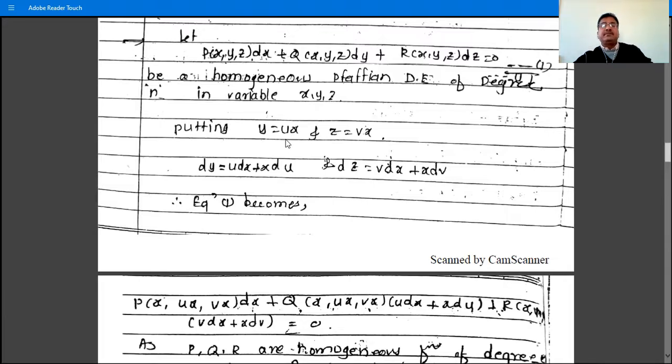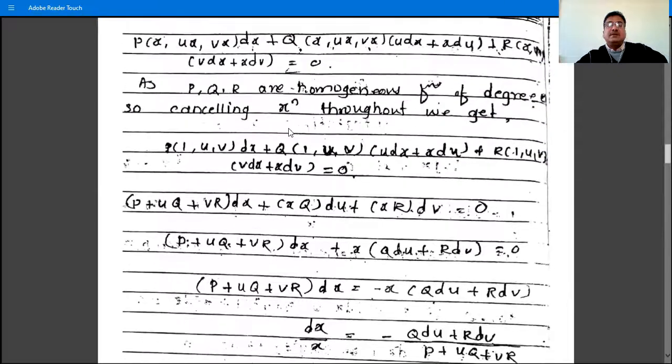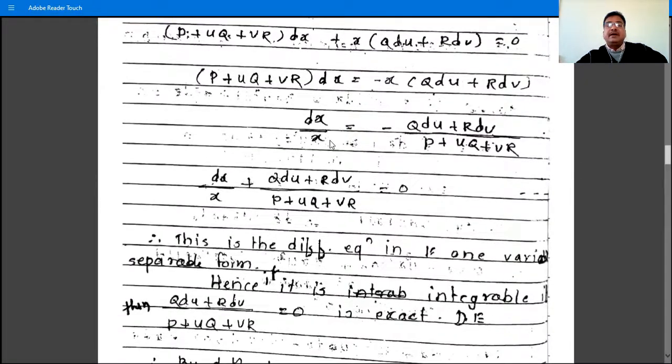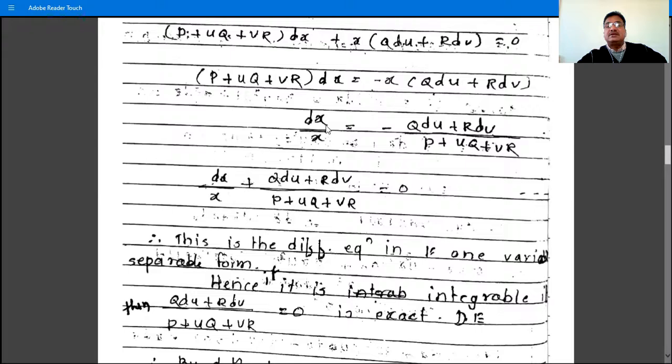So what is the method? Put y is equal to ux and z is equal to vx, cancel the x raised to n, and then separate the variable. It is reduced to one variable separable. The same procedure is applicable to problems. That is, collect the coefficients of dx, du, dv, shift the terms containing du and dv to the RHS, then take x as common and shift x to the LHS, and then it becomes variable separable.